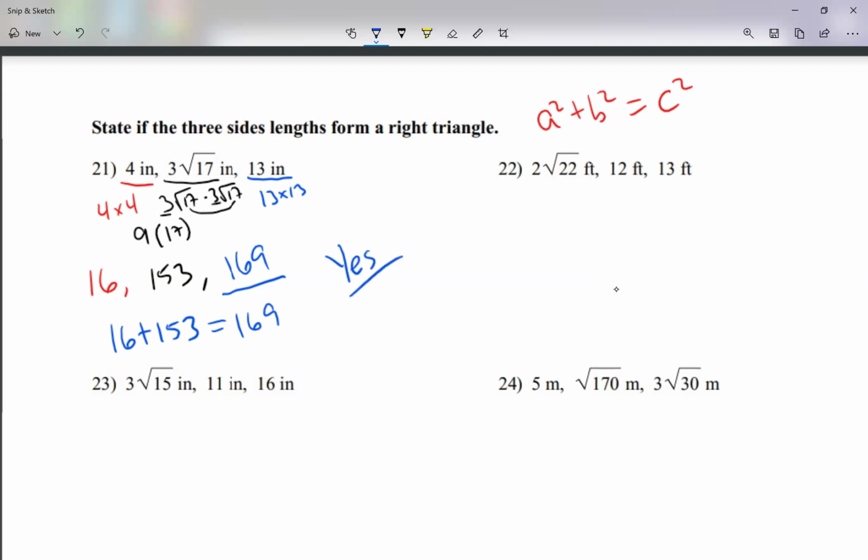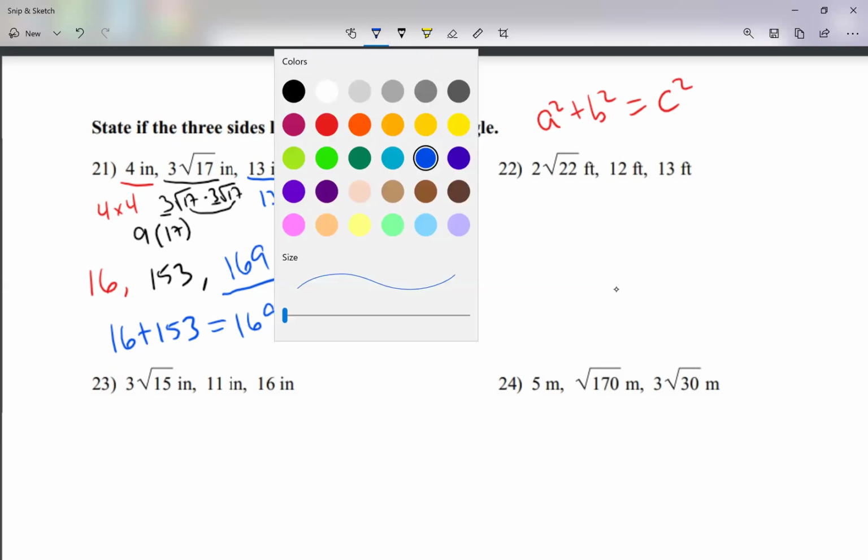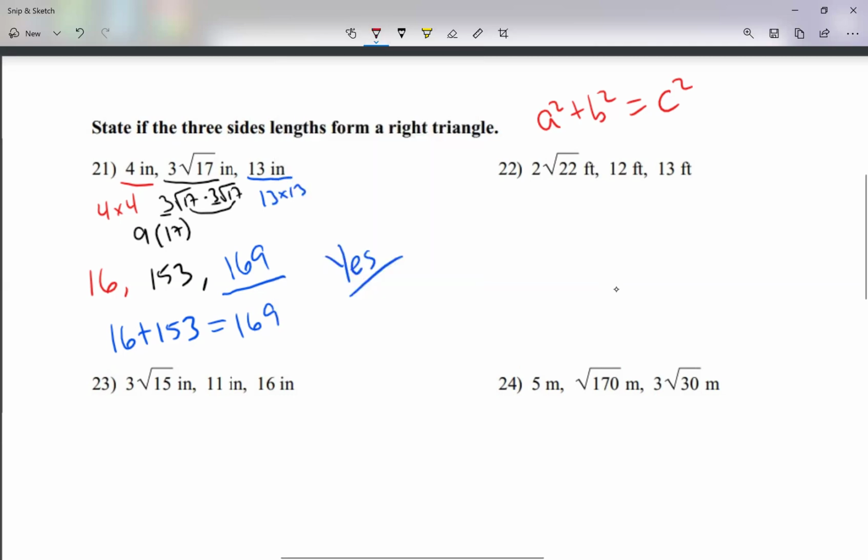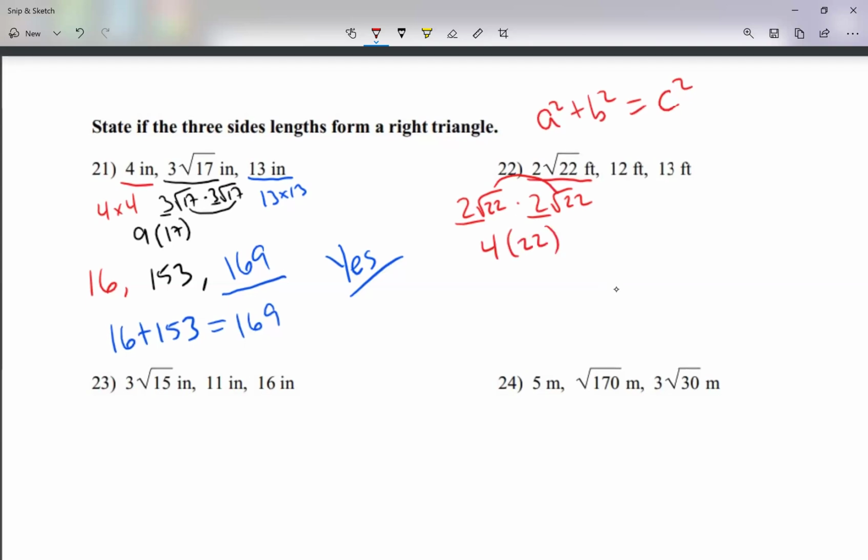All right, let's take a look at question number 22. My first number is 2 radical 22. Okay, when it's a whole number and a radical combined, those are the ones that require some work. So I'm going to go 2 radical 22 times 2 radical 22. When I combine my whole numbers, 2 times 2 is 4. When I combine my radicals, radical 22 times radical 22 is just 22. Now I have two whole numbers. 4 times 22 is 88.